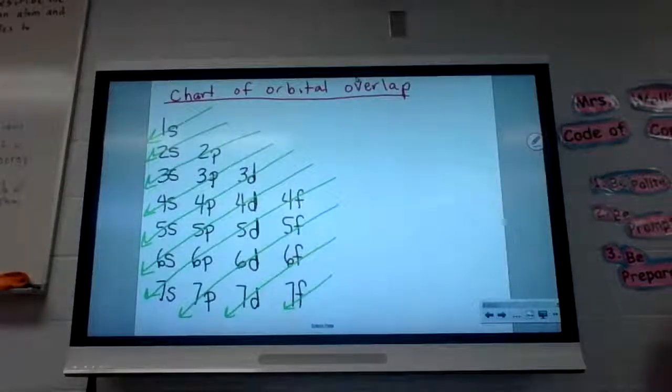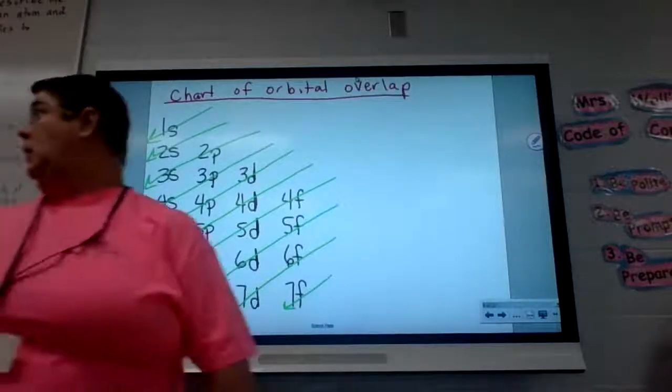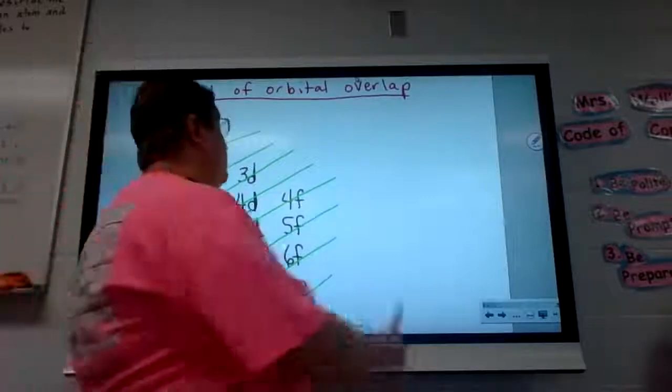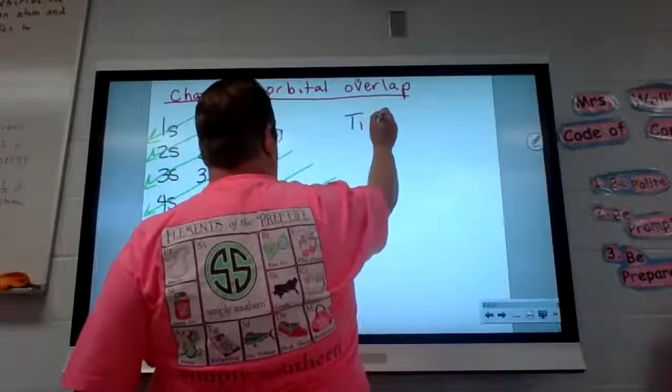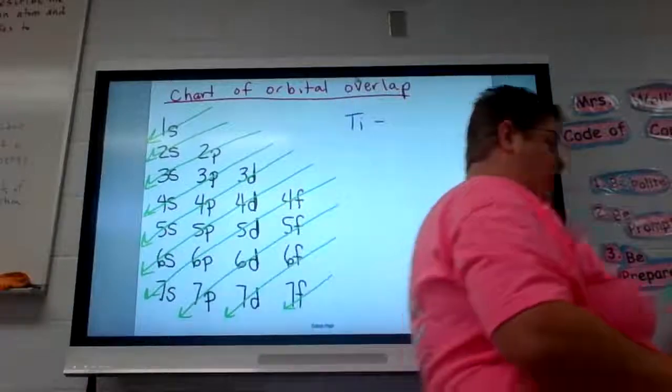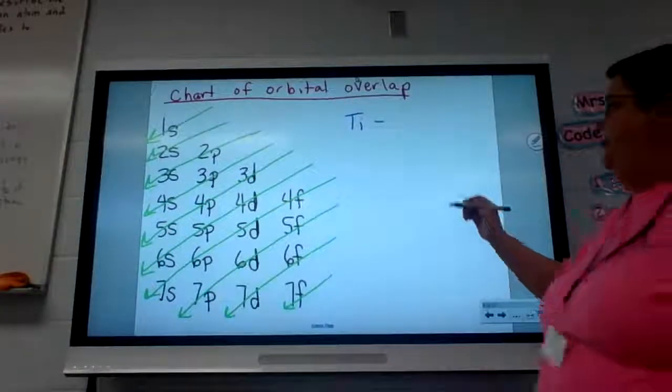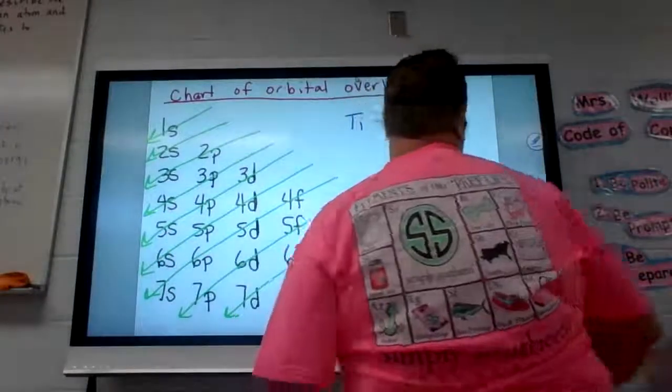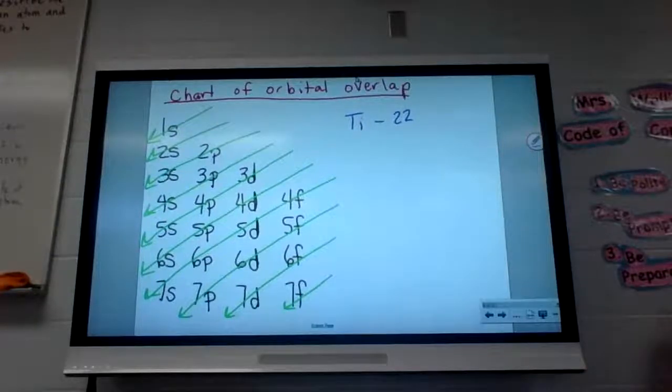Okay. So let's say that we do titanium. All right, how many electrons does titanium have? 22. Oh my God. Hey, I didn't give you lead, which has 82. Stop whining.